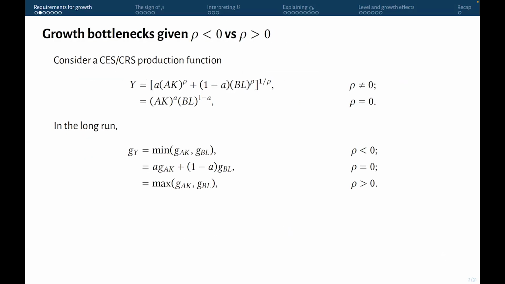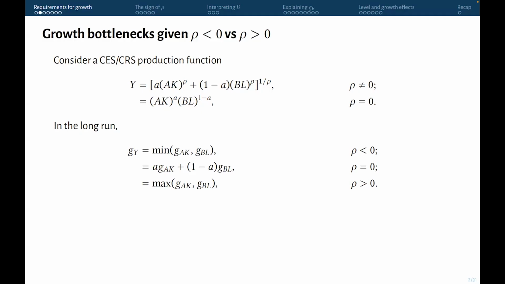Now let's just go with a familiar CES and CRS production function. Think about the bottlenecks to growth in the gross complements case, rho negative, and the gross substitutes case, rho positive. In the long run, the growth rate of output in the gross complements case is going to be the minimum of the growth rates of effective capital and effective labor, which, under balanced growth, will be equal. But if they were unequal, the growth rate of output would be the minimum of the two. Because they're pretty strongly complementary.